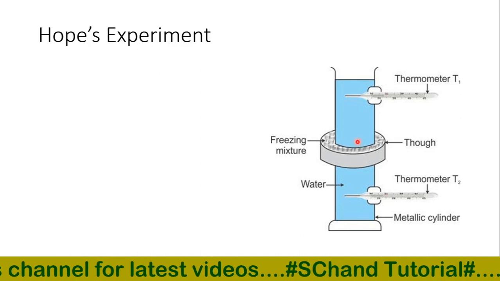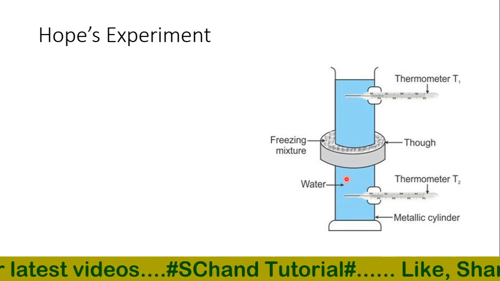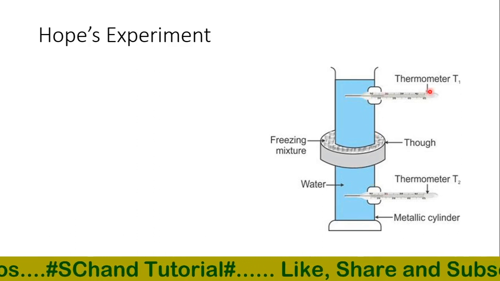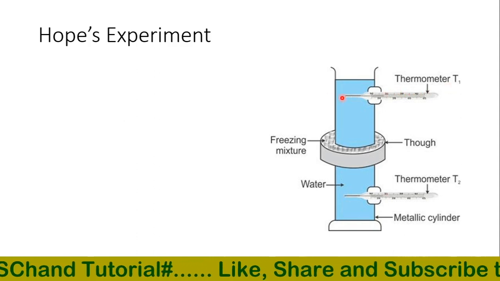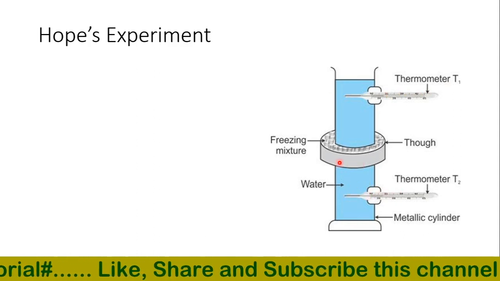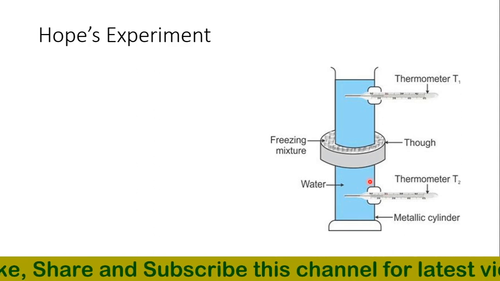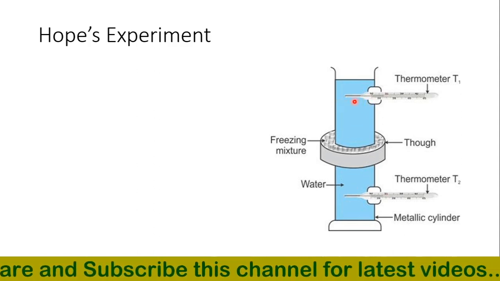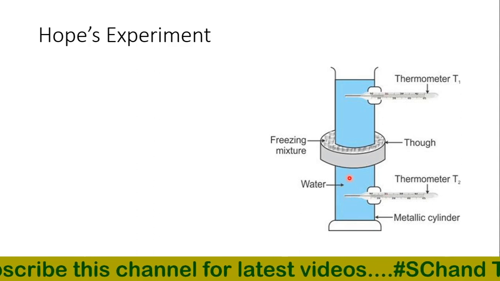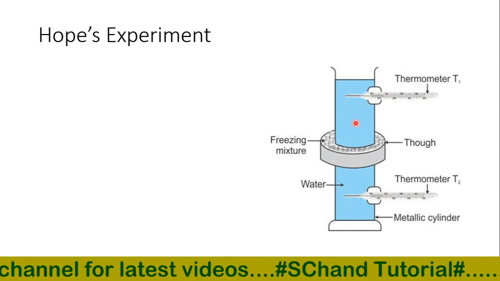This process continues till the temperature of the water below the freezing mixture becomes 4 degrees Celsius. When it becomes 4 degrees Celsius, the temperature of thermometer T1 is recorded to be the same, it remains the same. And the temperature of thermometer T2 starts falling because the water below the freezing mixture is cooling. Meanwhile the temperature of T1 remains constant. So when the water below the freezing mixture becomes 4 degrees Celsius, the water above the freezing mixture starts falling below 4 degrees Celsius.